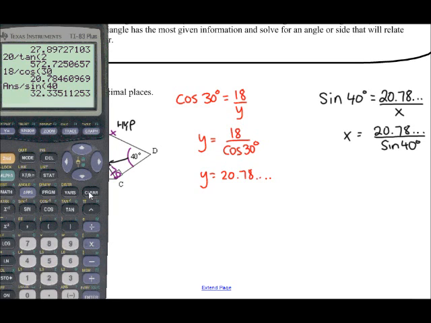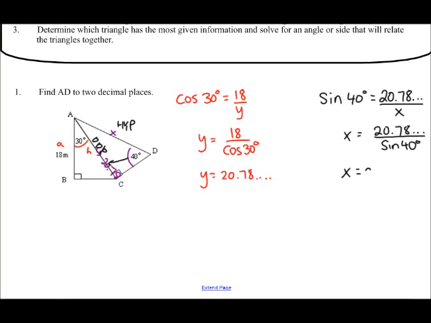Okay? So 32.34 is our length of AZ. And there's meters. Forgot my units. Your units. Okay, so the key here was don't round.